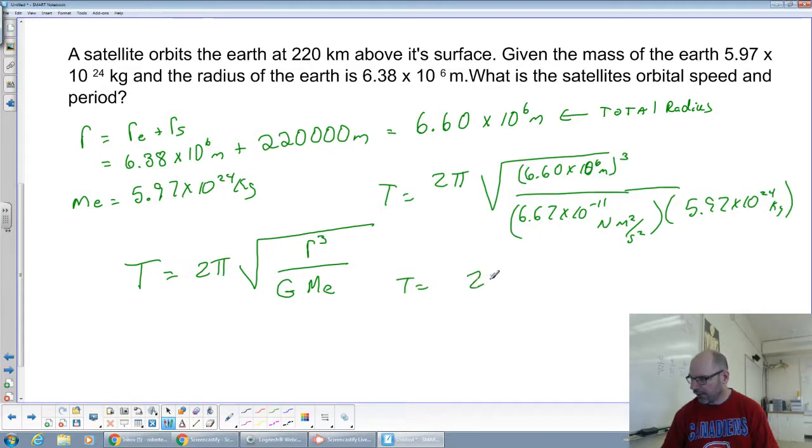So 2 pi. Okay, let's do the cube part, write it out, and let's do the bottom part, write it out. So 6.6 exponent 6, oh, that's kind of creepy, cubed, so to the power of 3. It looks like this on my calculator. Hit that one, you get 2.874. I'm not going to round anything off here till the end because we're dealing with big numbers.